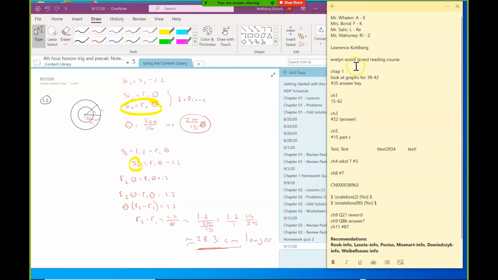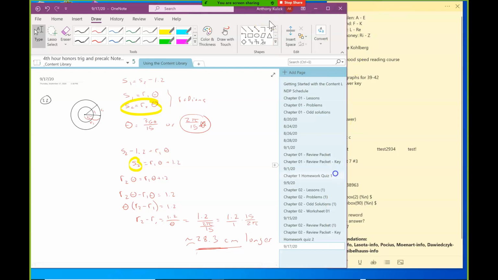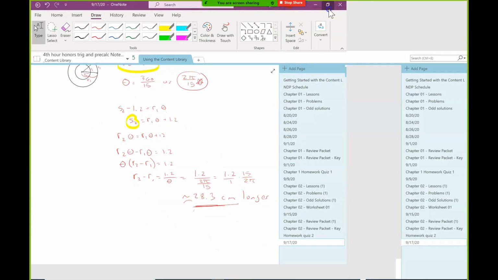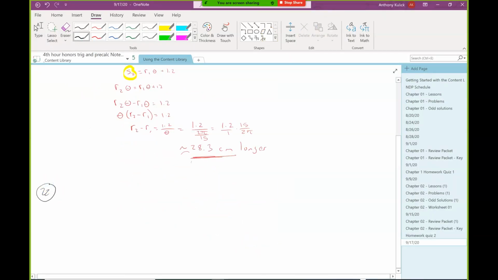Number 20. Sure, this one is, I think, so 20 says find the perimeter of a sector cut from a circle with radius 8 by an angle measuring 1.21 radians. Do we know what we mean by a sector? Yeah, so a sector is like a slice of pizza. So we're just looking for this arc length.